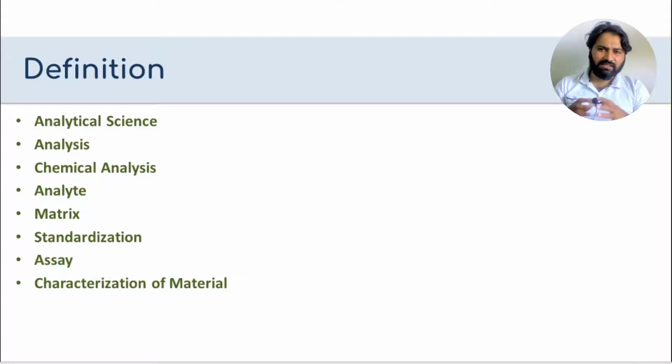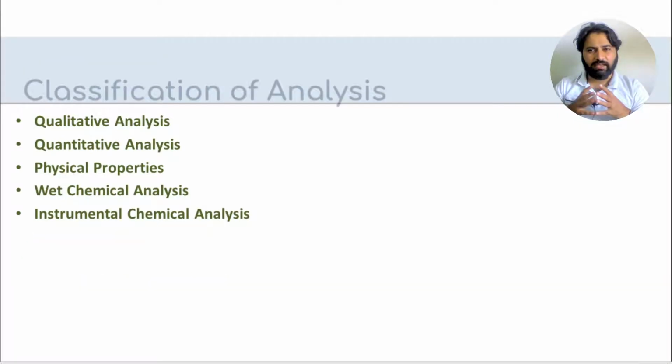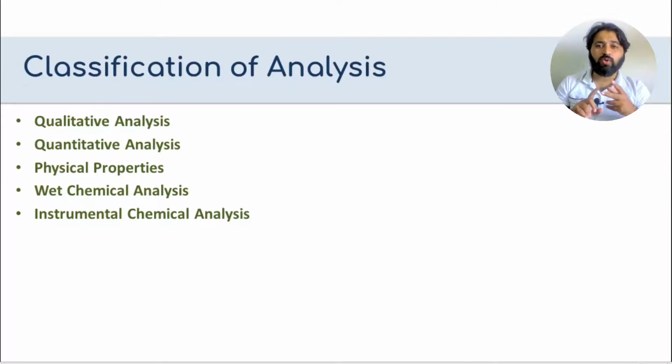Now let's discuss the classification of analysis. How is the analysis classified? The procedures which are used in the analysis are classified broadly into two ways. The first is based on the goal of the analysis. When we talk about the goal of the analysis, the classification can be on whether the analysis is qualitative or quantitative.